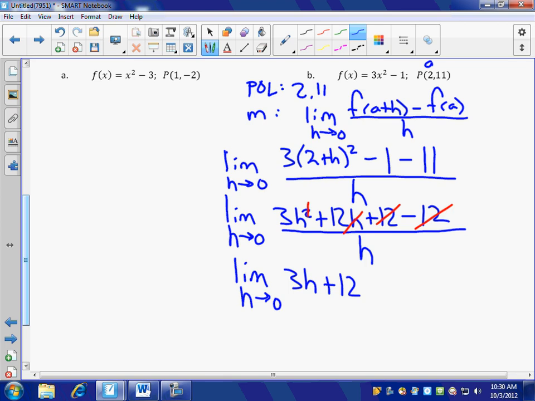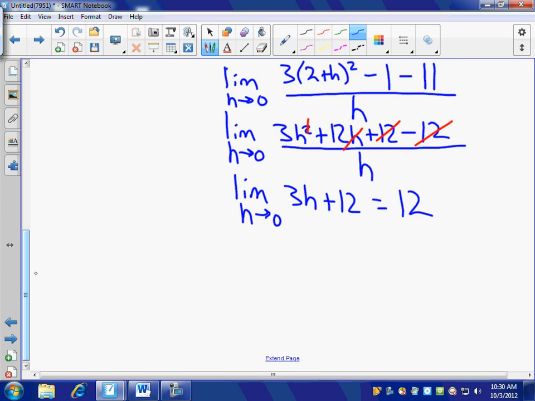Can I now plug in 0? And what do you get? 12. So the slope of that line is 12. I plug in 0 for the h. 3 times 0 is 0, plus 12 is 12. So I now have my slope. Question. That is the instantaneous rate of change. So just like a line has a slope that's consistent all the time, that's constant, this parabola at that one single point has a slope of 12. Yeah, try to wrap your mind around that. Yes.